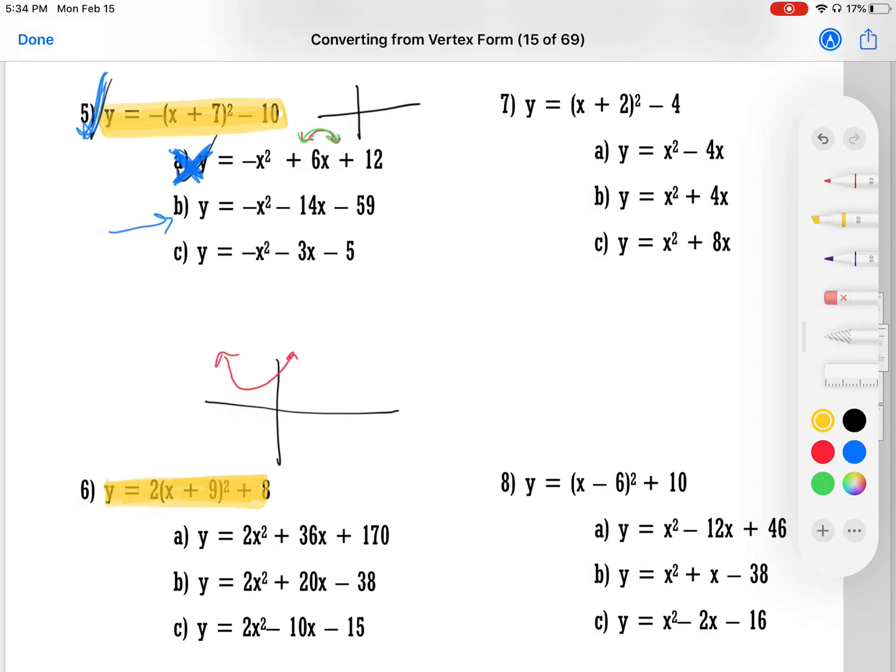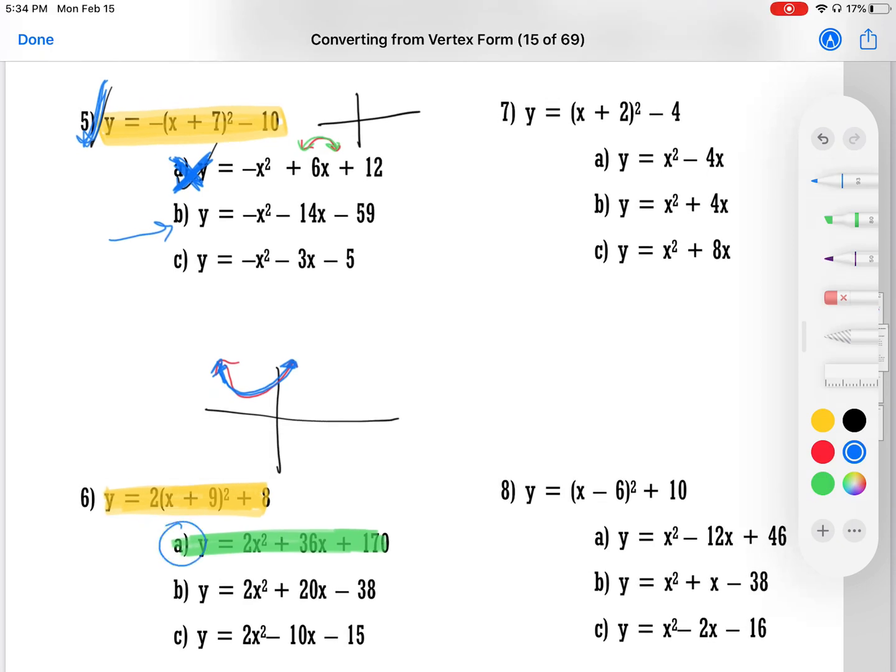Then you're going to type in option A. Keep the original, then type in A. If this graph matches the original graph, and by matches I mean sits right on top of it, then it has to be the correct answer.